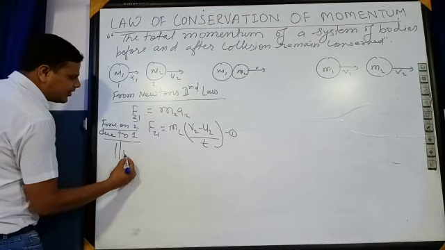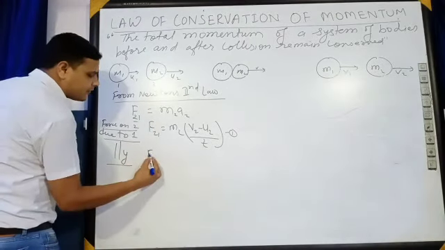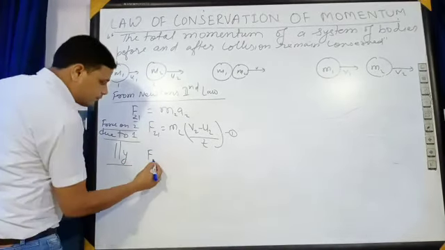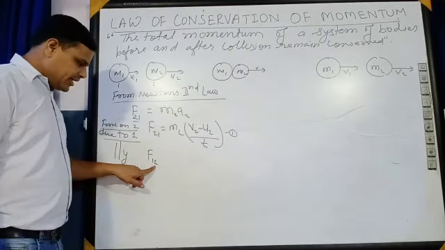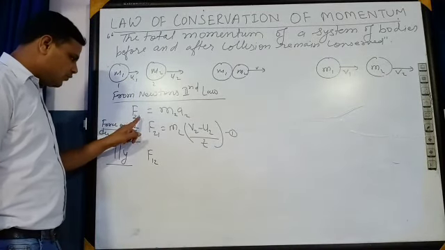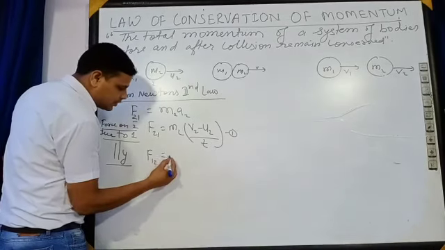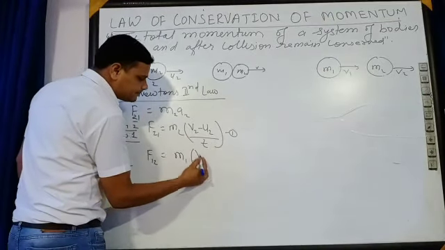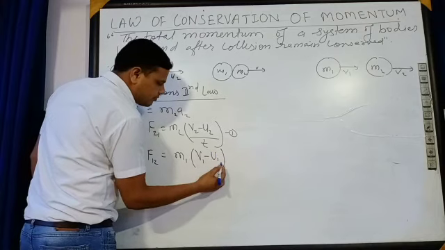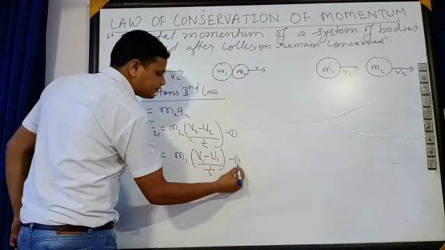Now similarly we can say that for 1, 2 we can take force on 2 due to 1, and force on 1 due to 2, it will be m1 (v1 minus u1) by t.